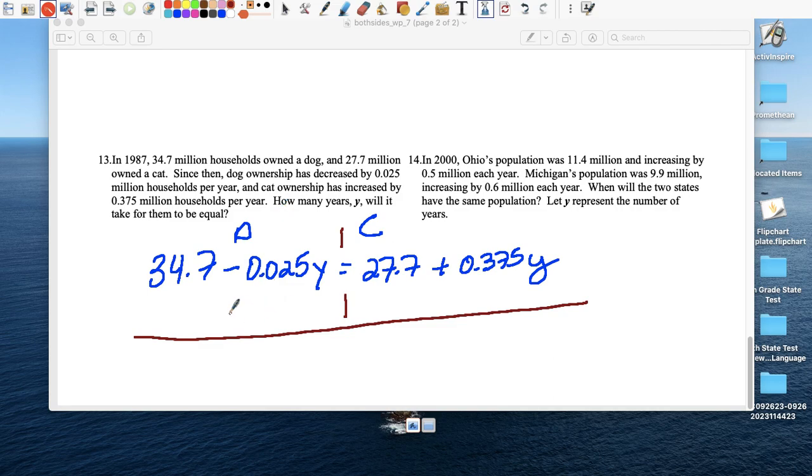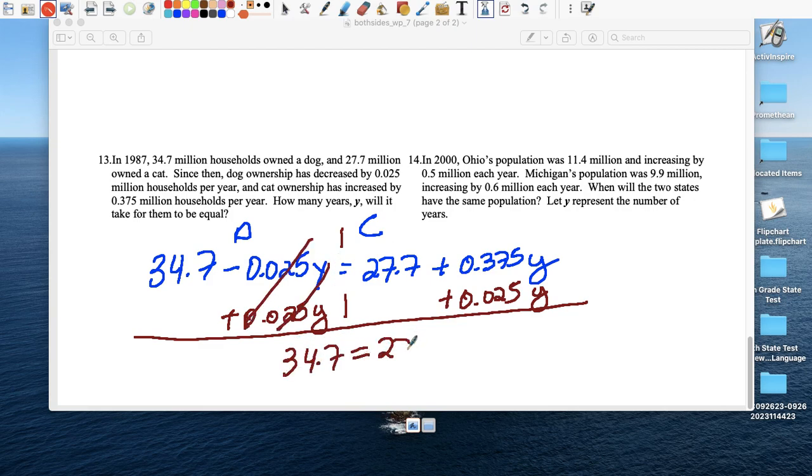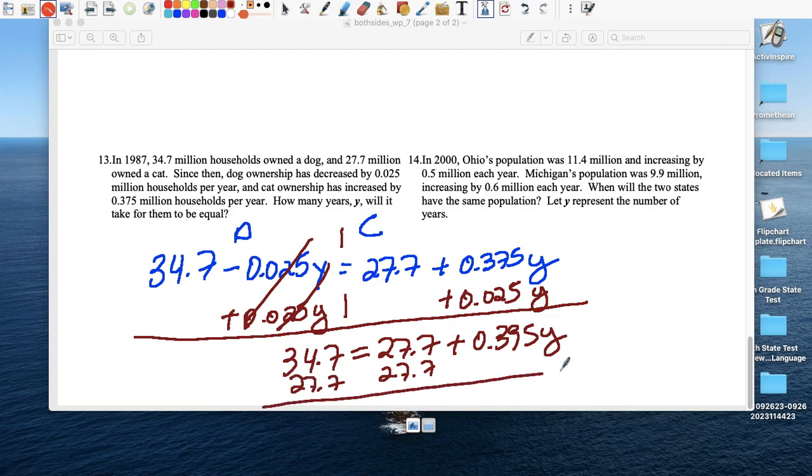All right, let's get rid of this guy. Plus 0.025. Again, if you don't want to deal with negatives, you can always get rid of the variable that has a smaller coefficient. So, and then again, plus 0.025. This becomes 0, so I'm left with 34.7 million. And then 27.7 million plus 0.395y. We're going to subtract 27.7 million from both sides.